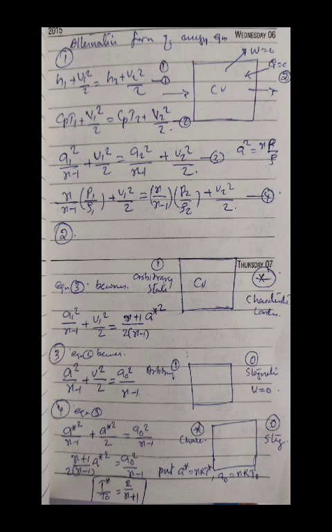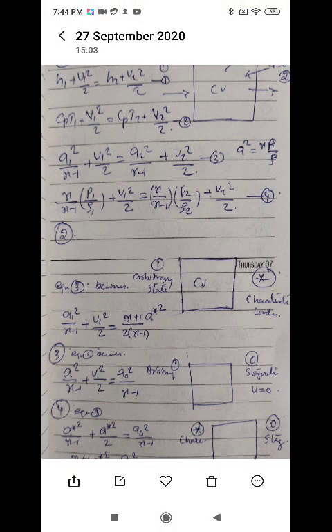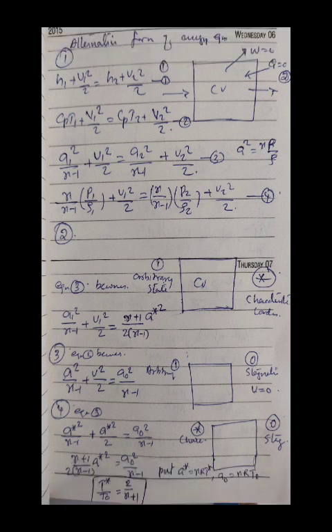And CpT is gamma R T by gamma minus 1, and gamma R T1 is equal to A1 square. So it becomes A1 square by gamma minus 1 plus V1 square by 2 is equal to A2 square by gamma minus 1 plus V2 square by 2.